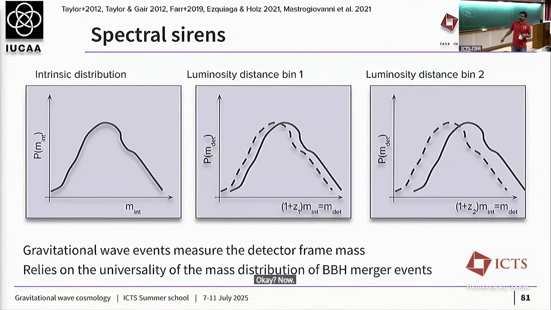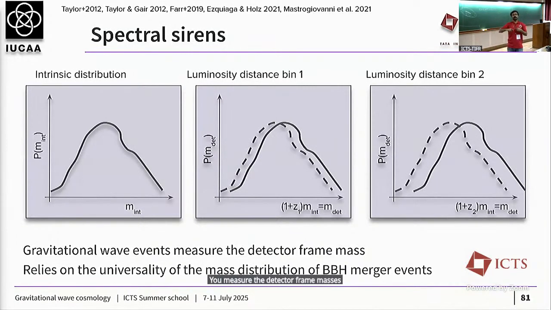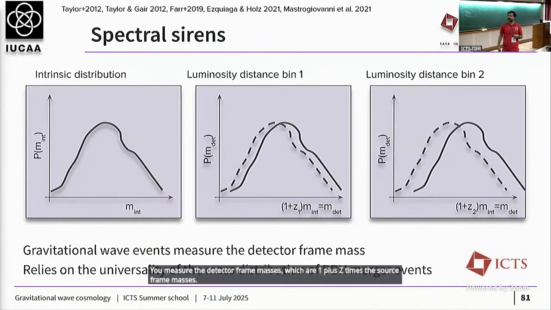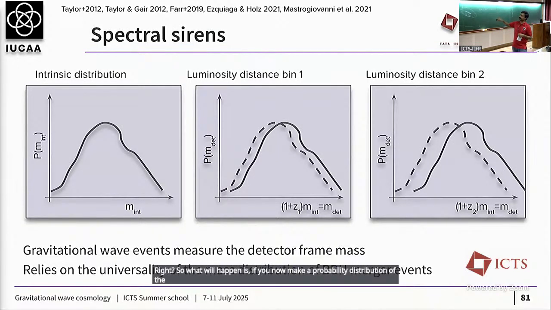Now, what you measure in the detector frame is the masses in the detector frame. So you don't measure the actual source frame masses, you measure the detector frame masses, which are 1 plus z times the source frame masses, right? So what will happen is, if you now make a probability distribution of the detector frame masses, then it will be something else.